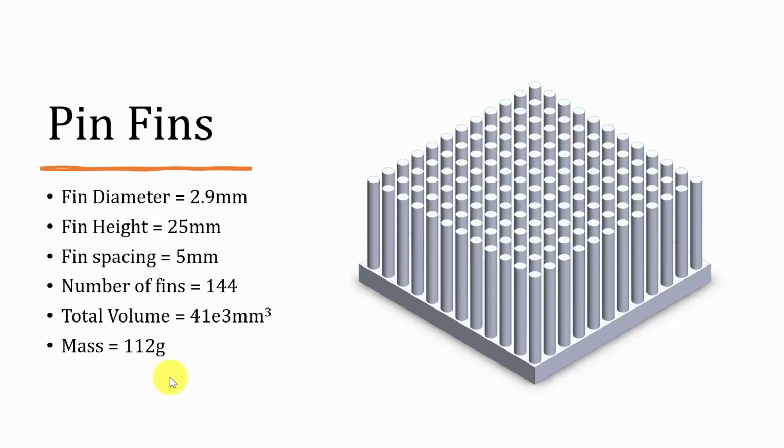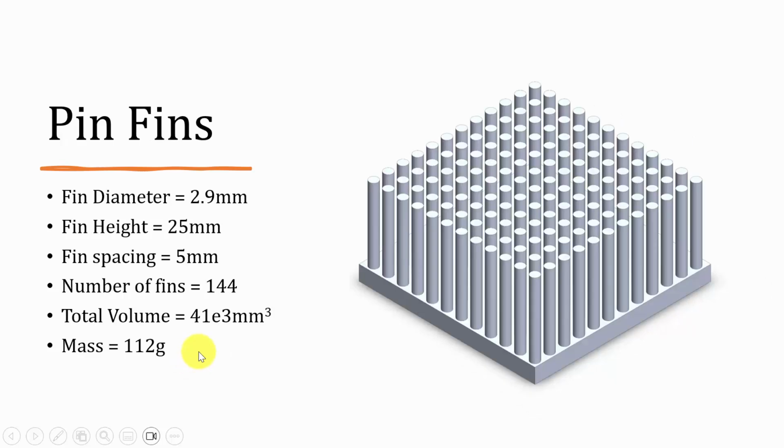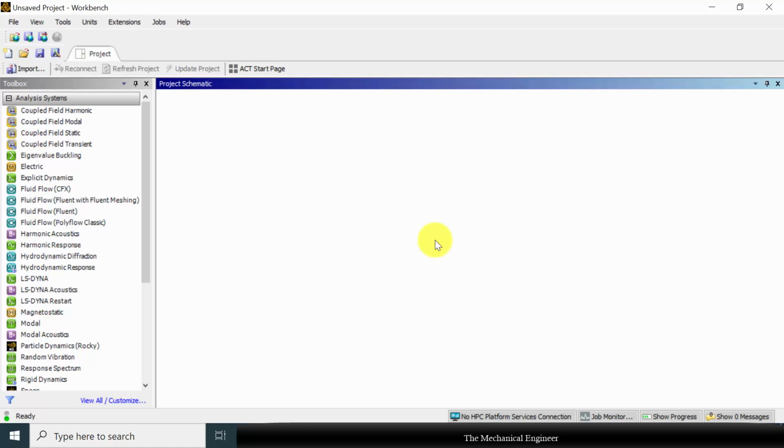The third fin is a pin fin with a fin diameter of 2.9 mm, height 25 mm, then fin spacing 5 mm. The mass is around 112 gram. So in all the three cases, the mass is around 111, 112 and 113 to have a valid comparison. So now let's see how to conduct the thermal analysis in the heat sink.